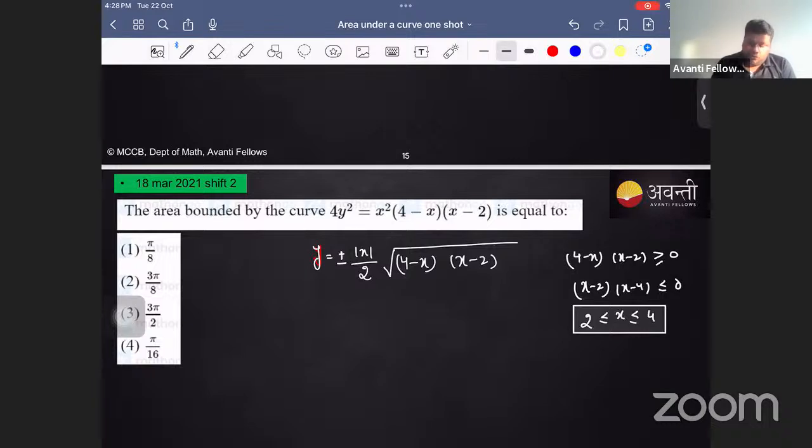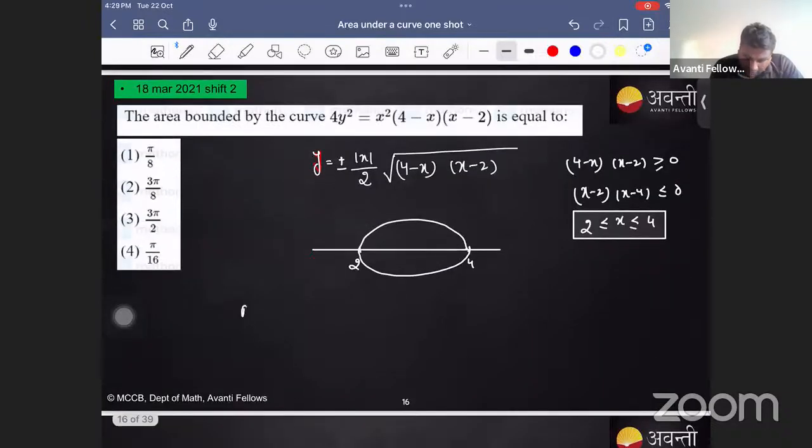So between 2 to 4, this y, exactly what it is, I have no idea, but it will be something like this. And because of y square, this function is symmetric about the x-axis. So the way it is above the x-axis, in the same manner, it will be below the x-axis. Got it?